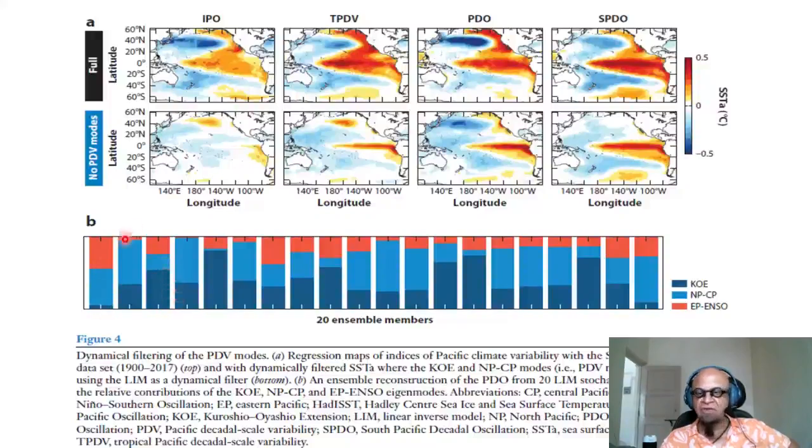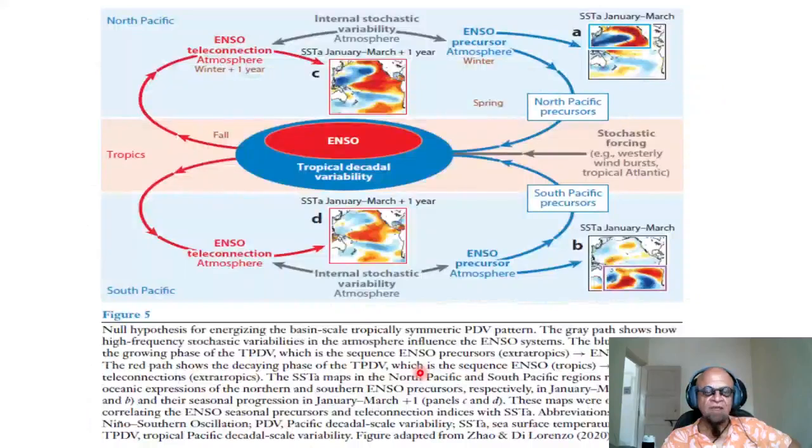In other cases, the EP-ENSO has no contribution, but KOE and NPCP are dominating, and so on and so forth. So there are ways to learn that initial conditions, perturbations, or other things can produce different combinations of KOE, NPCP, and EP-ENSO to PDO. So the null hypothesis then for energizing the basin scale tropical symmetric PDV pattern, you have to eventually say where this energy at decadal time scale is coming from.